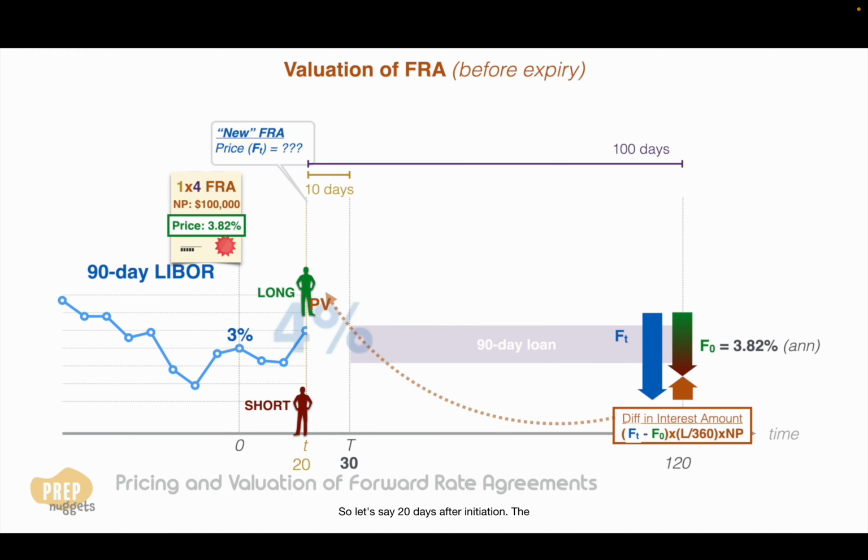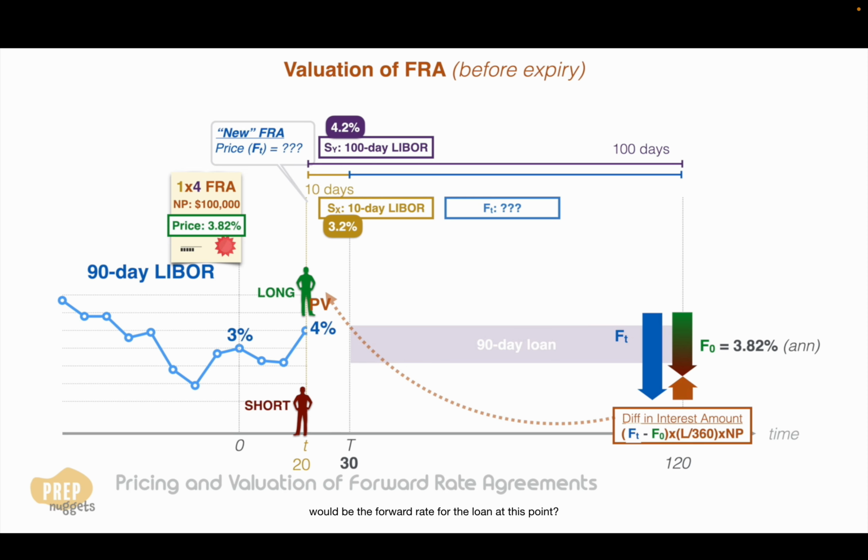So let's say 20 days after initiation, the 90-day LIBOR is quoted at 4%. What would be the value to the long? To calculate the price of a new contract at this point, we first need the 100-day LIBOR and the 10-day LIBOR. Let's say 100-day LIBOR is 4.2% and 10-day LIBOR is 3.2%. What would be the forward rate for the loan at this point? You may want to take this as a practice from what we've learned earlier.